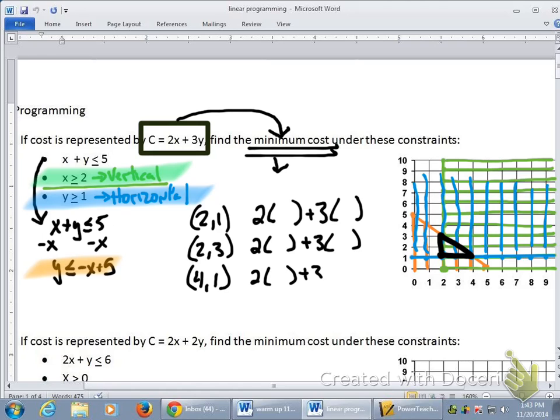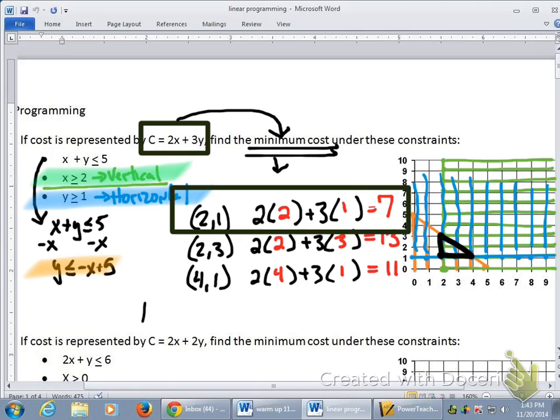So you can see all I did was set up all 3 of them, and then I'll do one at a time. When you plug in (2, 1), the x is 2, the y is 1, you get a 7. When I plug in (2, 3), you get a 13. You can double check that. And when you plug in (4, 1), you get an 11. So the answer to the question, find the minimum cost, well, the minimum is clearly 7. So I write that out: the minimum cost is 7, and it happens at the point (2, 1).